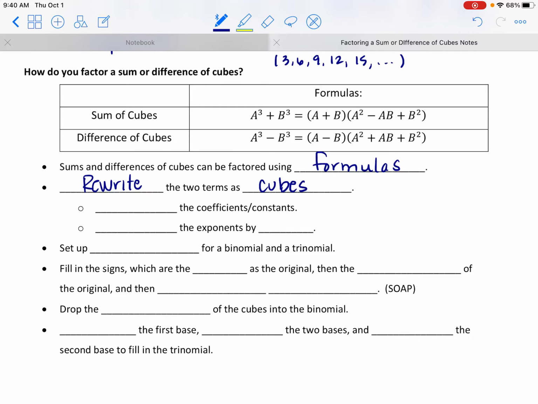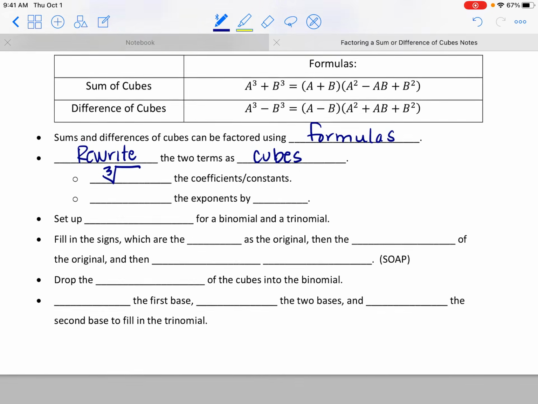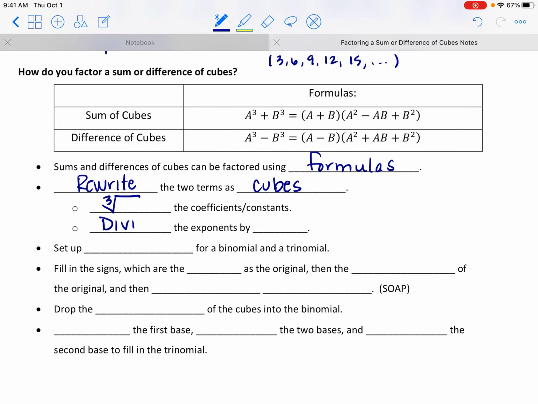What are we cubing to get to each of those terms? Just like with the squares, where we took the square root, here we could take the cube root of our coefficients and constants. And just like with the squares, where we divided our exponents by 2, here we're going to divide our exponents by 3. So we're going to take the cube root of our coefficients or constants if we need to, although we do have a list up here to reference, and then divide our exponents by 3.